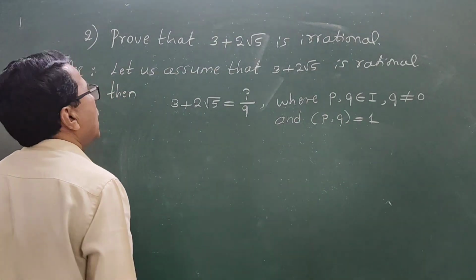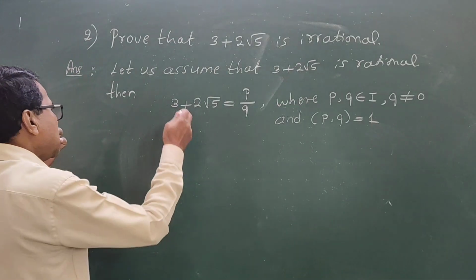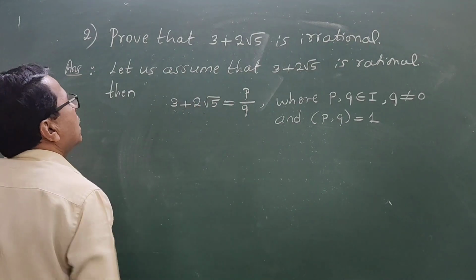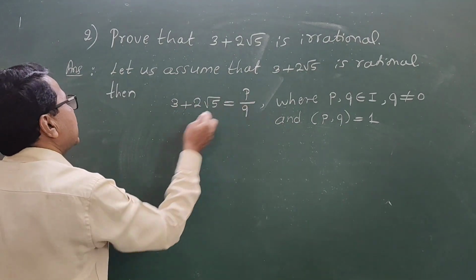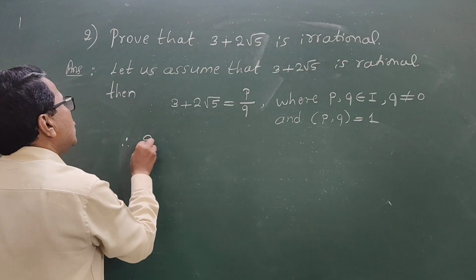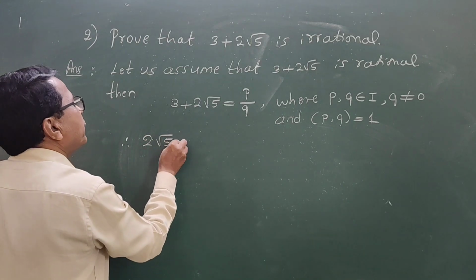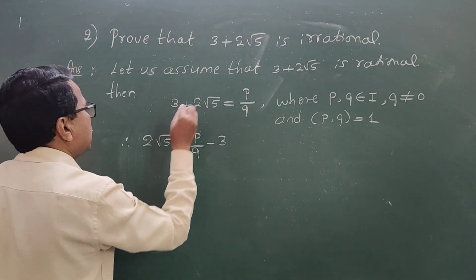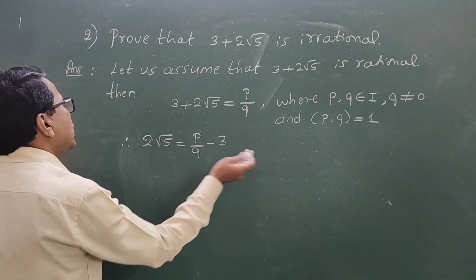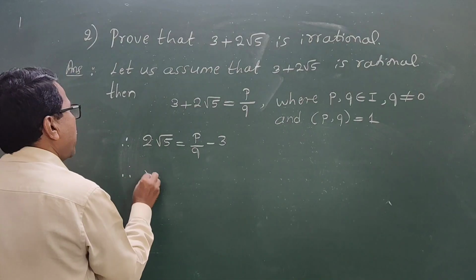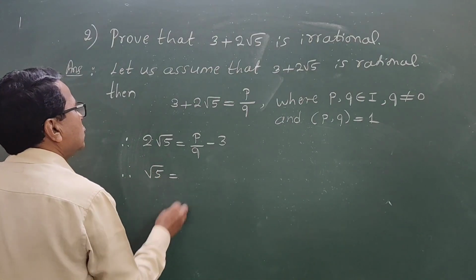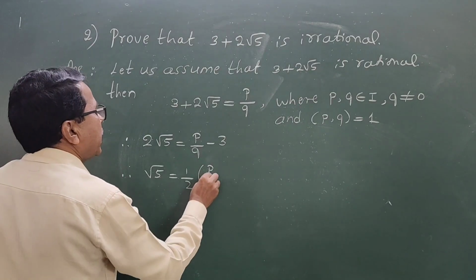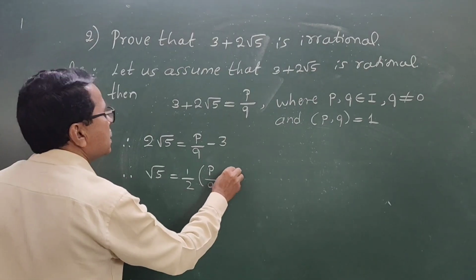Okay, students. Now, if I say it is a rational number, we must be able to write it in the form of p by q. Now, take 3 that side. 2 square root of 5 is p by q minus 3. Now, take 2 that side. Square root of 5 equals 1 by 2 into bracket p by q minus 3.